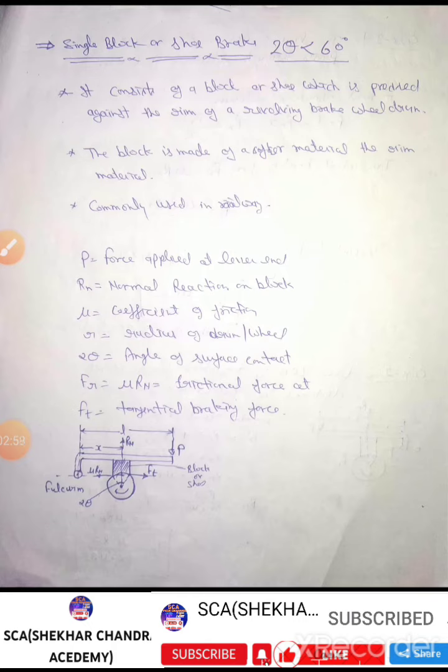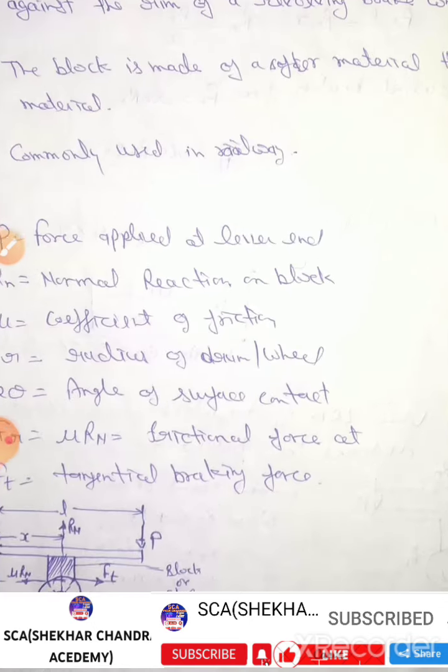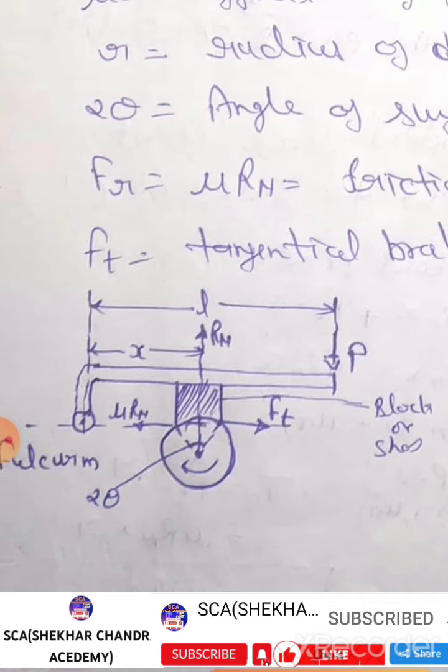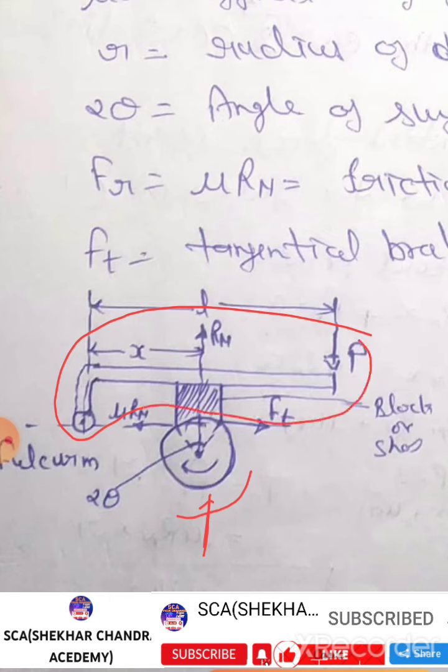Now we discuss here the single block shoe brake. In the figure, there is a rotating wheel. This is the bell crank lever. This is the block or shoe brake. This is the fulcrum where the bell crank lever rotates.